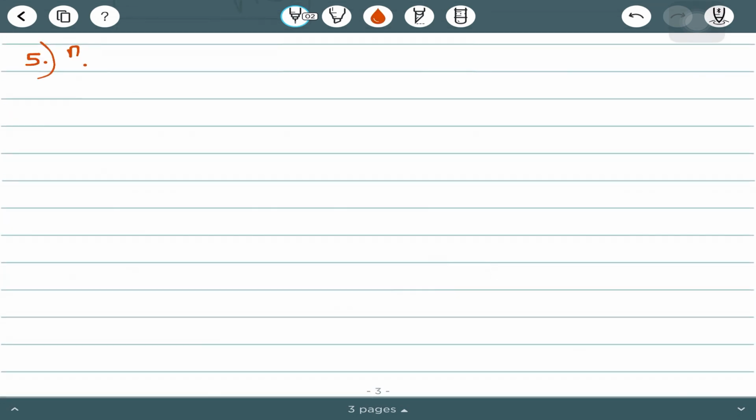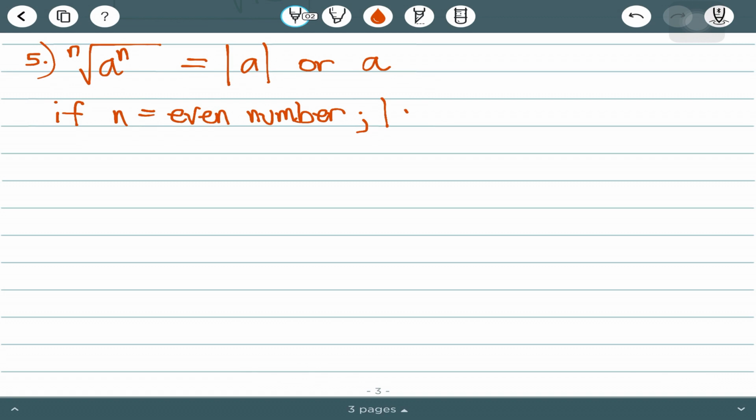For the last property, the nth root of a raised to n is equal to the absolute value of a, or a. If n is an even number, then the answer is the absolute value of a. Otherwise, if n is an odd number, then the answer will be a.